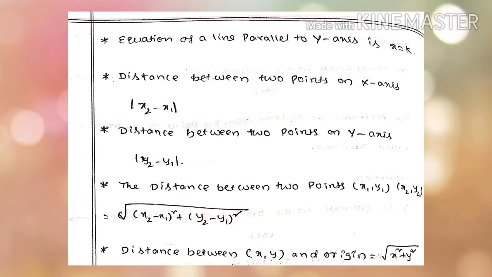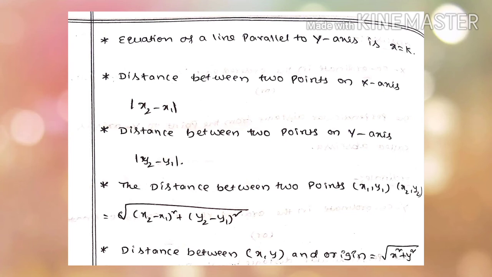The distance between the 2 points on the x-axis is modulus of x2 minus x1. The distance between 2 points on the y-axis is modulus of y2 minus y1. If the points are not on the x-axis or the y-axis, the distance between any 2 points is root of x2 minus x1 whole square plus y2 minus y1 whole square.